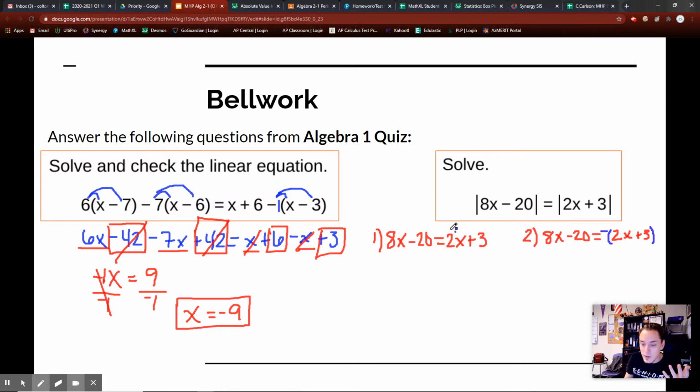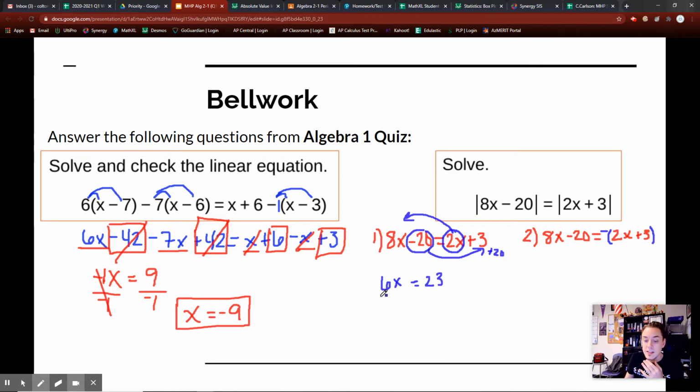Okay, what can I do? I'm going to look at this 2x, and I'm going to subtract it here. I'm going to look at this negative 20. I'm going to add it over here. So 8x minus 2x, when I move it over, gives me 6x. And then the negative 20, when I move it over, it becomes a positive. So plus 20. So 3 plus 20 gives me 23.